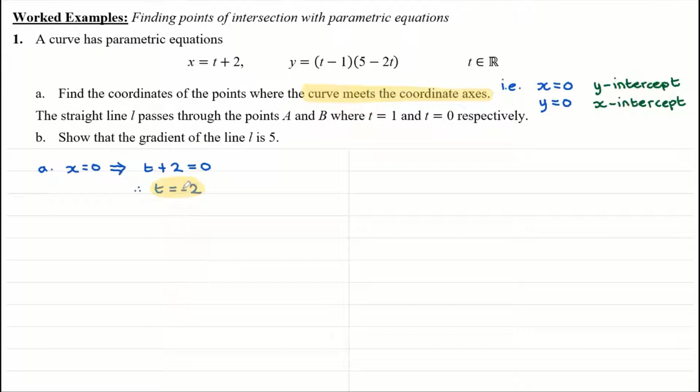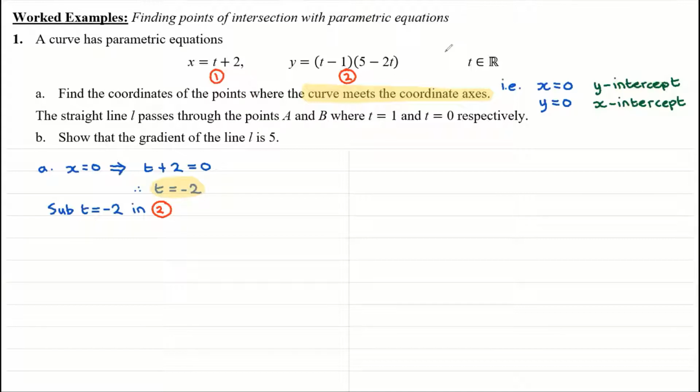Okay, now in order to get that y-intercept, we have to find the exact coordinates. We now need to sub that value of t into equation 2, which I'm going to label now. So we'll call this one equation 1, and we'll call this one equation 2. And we're going to sub t equals negative 2, which we've just deduced, in equation 2. And I'll do that in red just to make sure it's really clear. Like so. So it's all factorized nicely. Let's just plug it in.